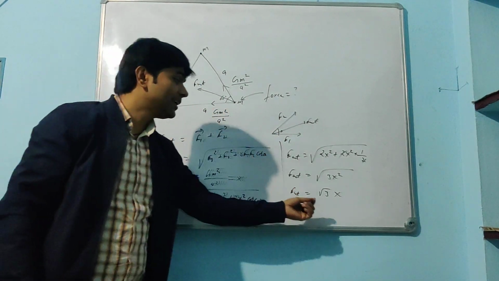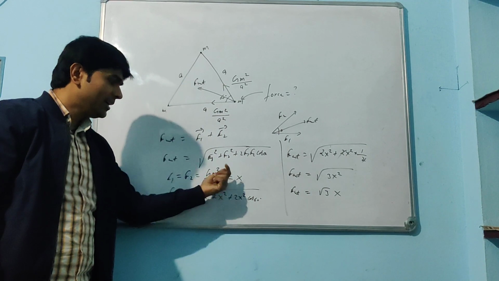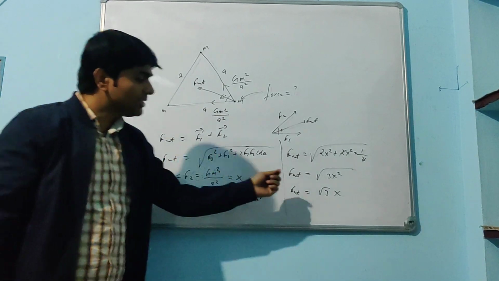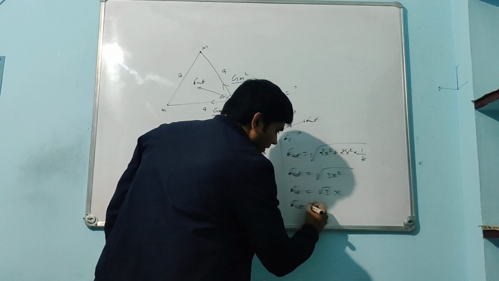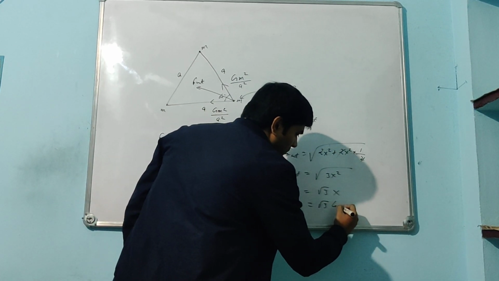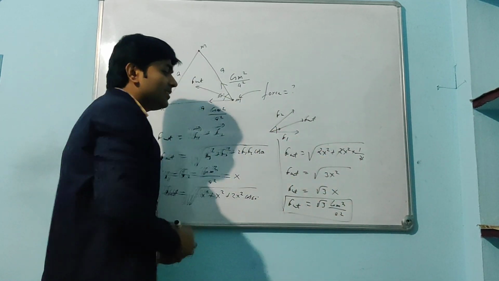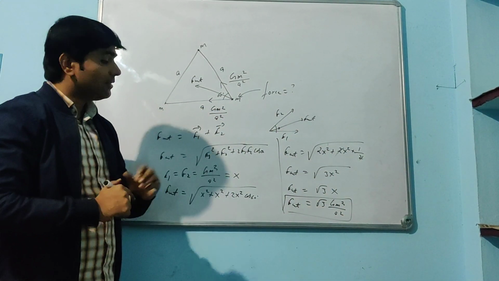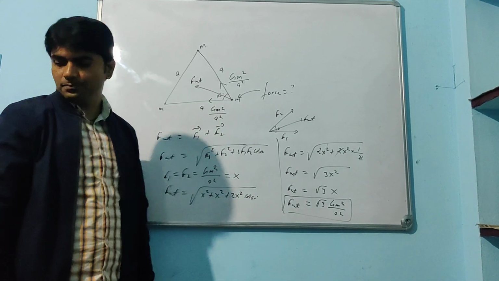And as I have considered the value of x to be G m square by a square, instead of x, can I place this value? So F net will be equal to root 3 G m square by a square. Okay? So in this manner, we can find the resultant of the two forces. Okay, thank you.